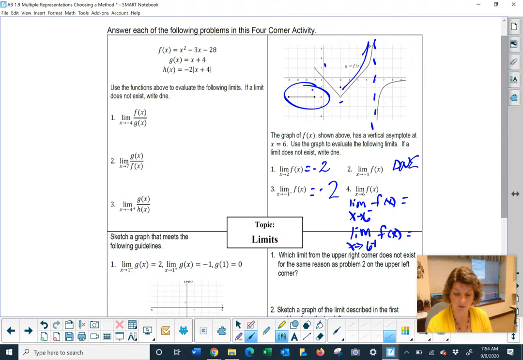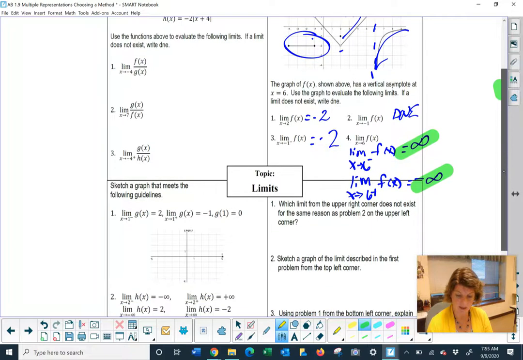6 from the left means I'm going to positive infinity. 6 from the right means I'm going to negative infinity. These two do not agree. Therefore, I would have to answer D and E. Alrighty.